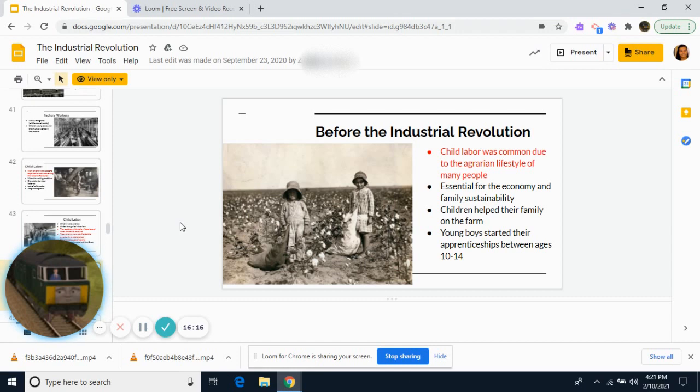Before the Industrial Revolution, child labor was common due to the agrarian lifestyle of many people. It was essential to the economy and family sustainability. Children helped their family on the farm. Young boys started their apprenticeships between ages 10 to 14.